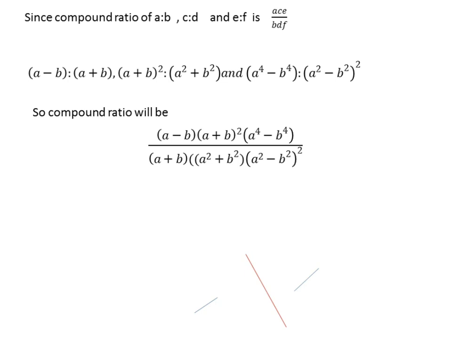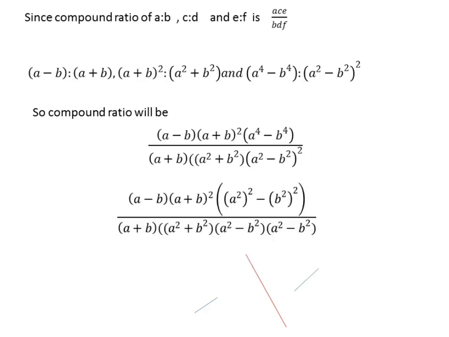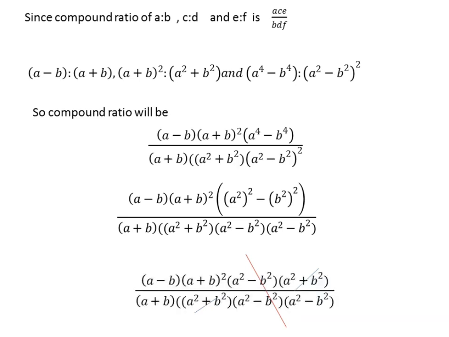Now here I can use the formula. I can write A power 4 minus B power 4 as A square whole square minus B square whole square. And here in the denominator I have A square minus B square whole square, that can be written as A square minus B square into A square minus B square. Now I can use the formula of A square minus B square, that is A minus B into A plus B. So here I am using the formula and I will get A square minus B square and A square plus B square. Now we can cancel out the common terms.